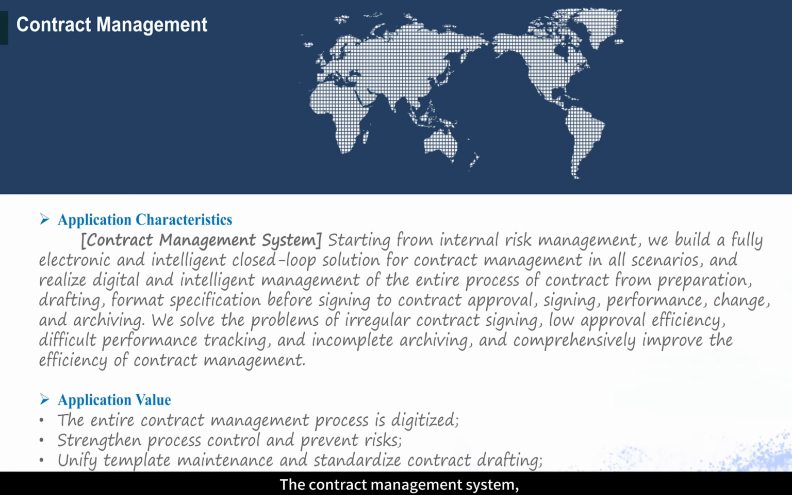The contract management system, starting from the internal risk management of the organization, builds a fully electronic, closed-loop solution for full scenario contract management, realizing digital management and control of the entire process of contract, from pre-signing preparation and drafting to contract approval, signing, performance, change, and archiving. It ultimately solves the problems of irregular contract signing, low approval efficiency, difficult performance tracking, and incomplete archiving, and comprehensively improves the efficiency of contract management.